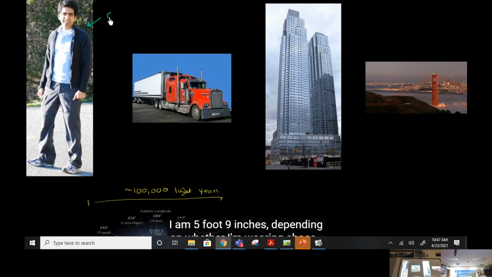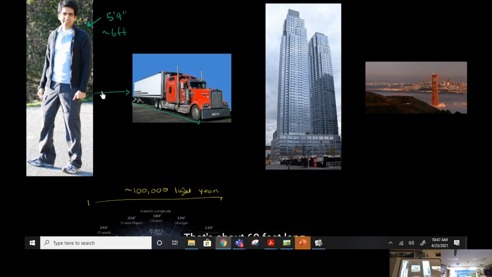I am 5'9" depending on whether I'm wearing shoes, maybe 5'10" with shoes. But for the sake of this video, let's just roughly approximate around 6 feet, or around 2 meters. Now, if I were to lie down 10 times in a row, you'd get about the length of an 18 wheeler. It's about 60 feet long. So this is times 10.